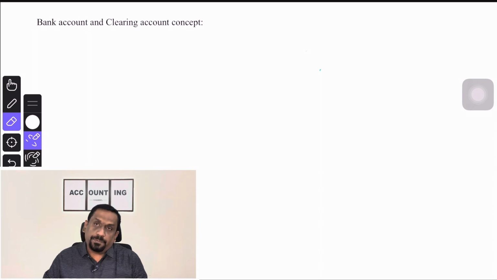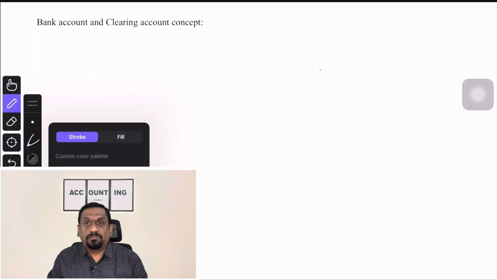Today's topic is going to be on bank account and its clearing accounts. Before we get into this concept, I just wanted to brief you on how a traditional bank account reconciliation used to be prepared. When we studied in our plus one, plus two, or even our graduation, how we used to prepare a bank reconciliation statement.